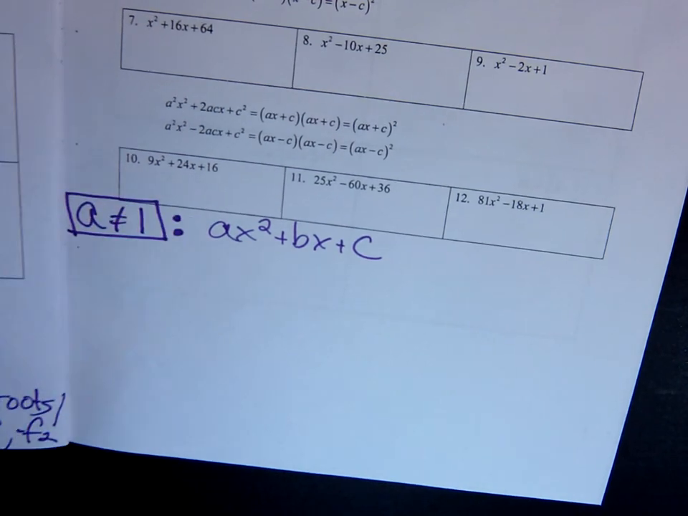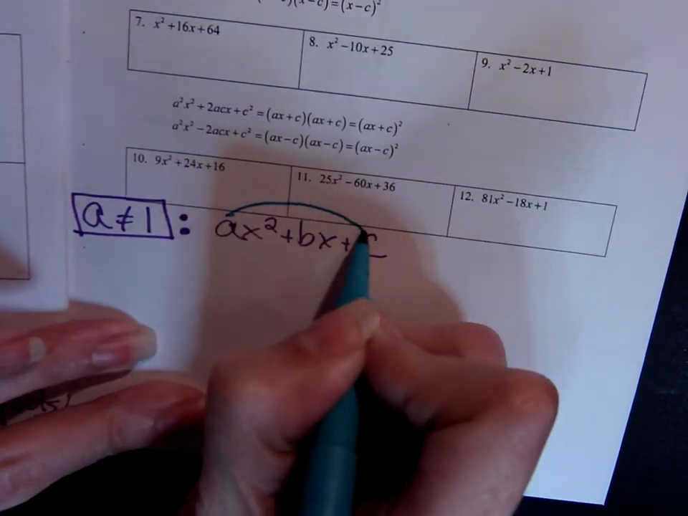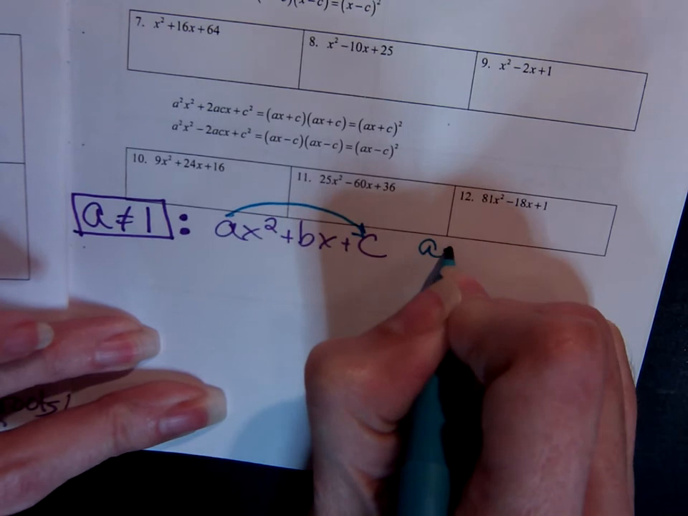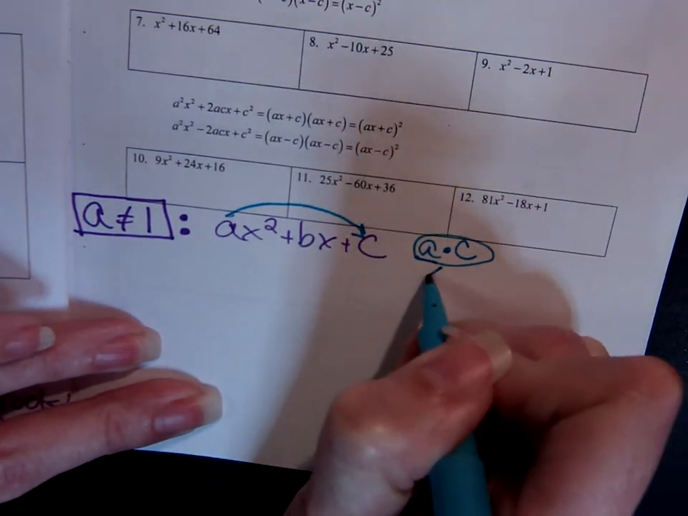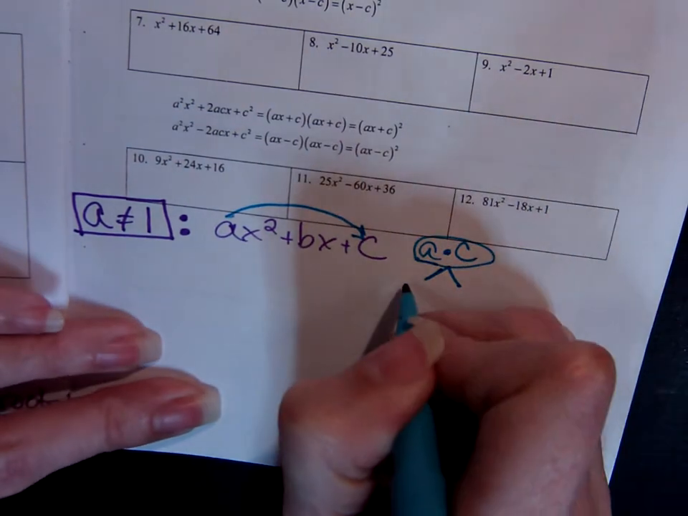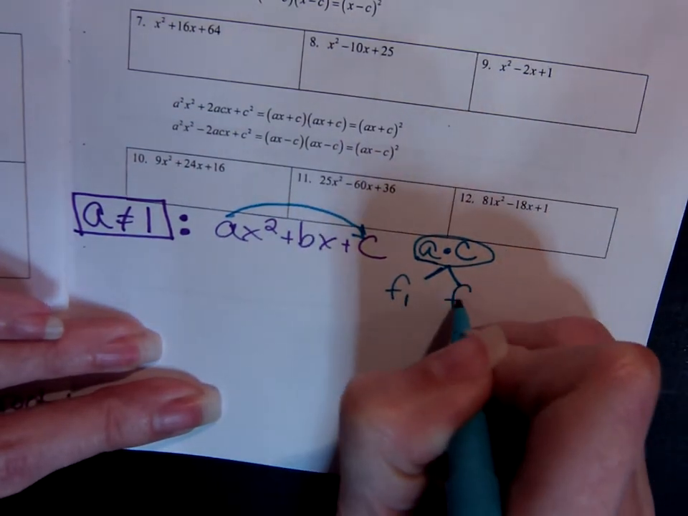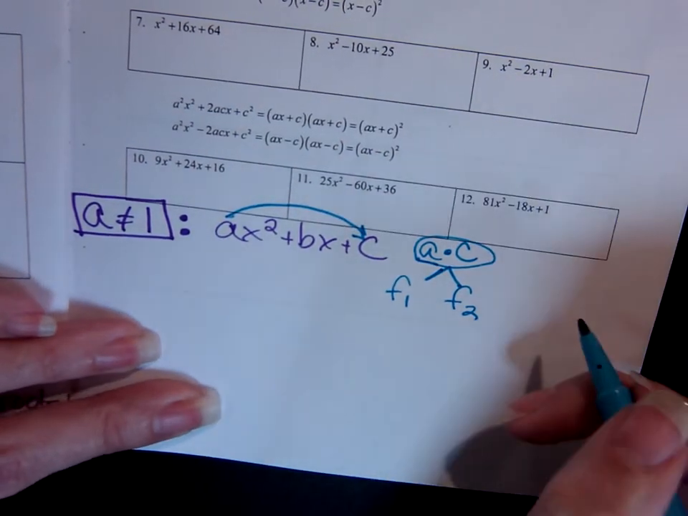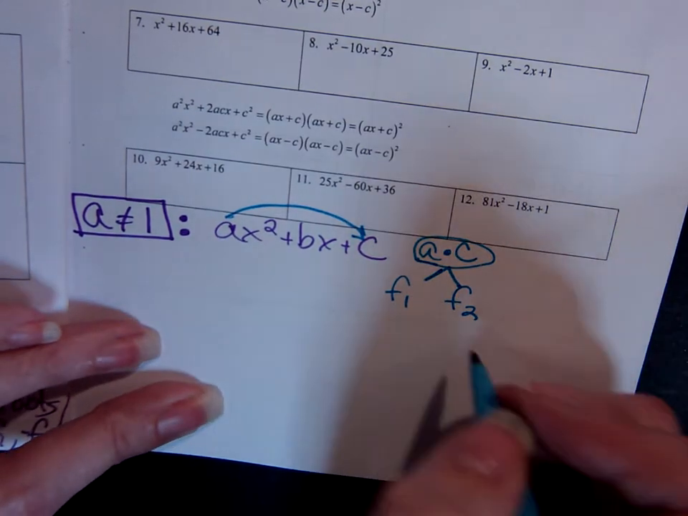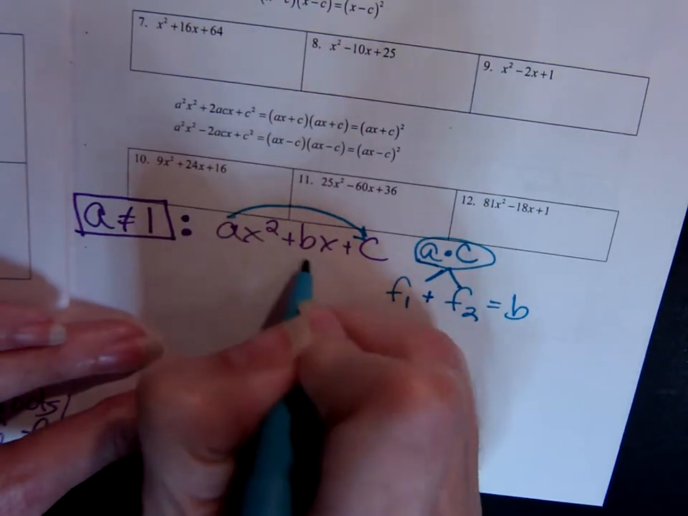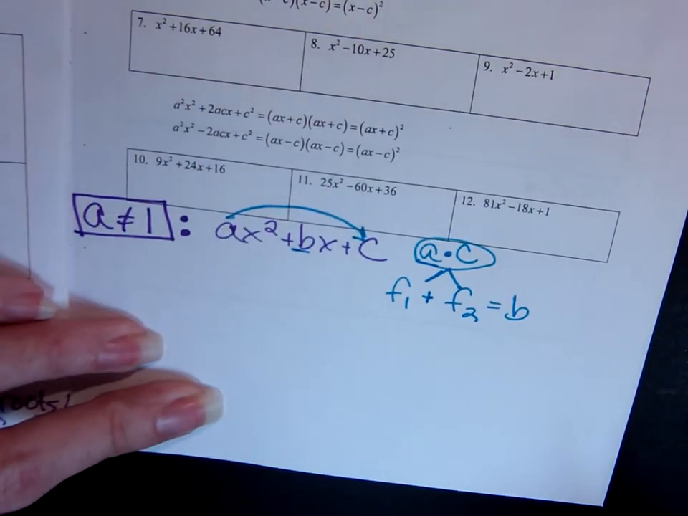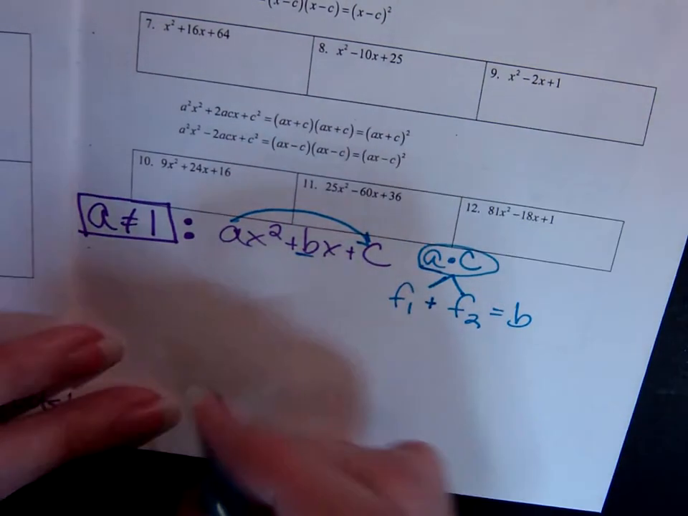So what we're going to do is multiply a times c, and we're going to use that the same way we used c the last time. I still need numbers that when I multiply them times each other, they equal the product of a times c, and they still have to add together to equal my b value from the middle. Here's where the difference comes in.